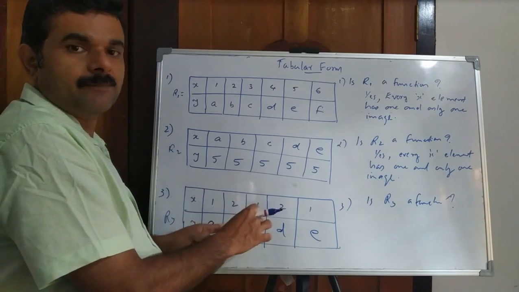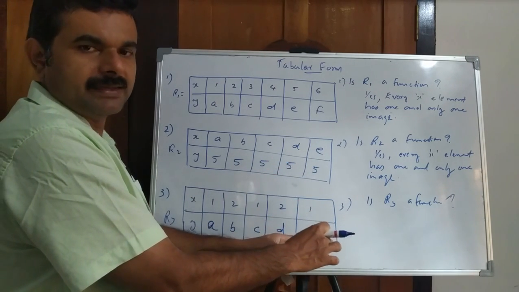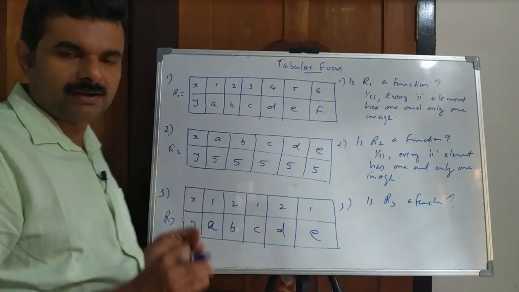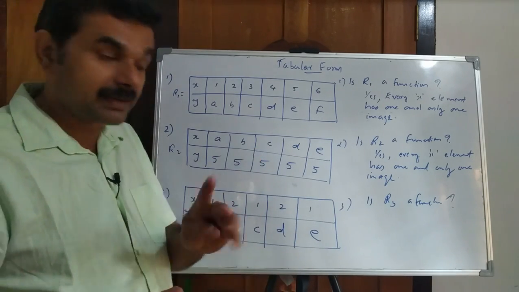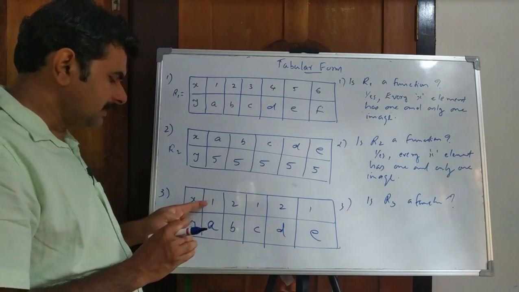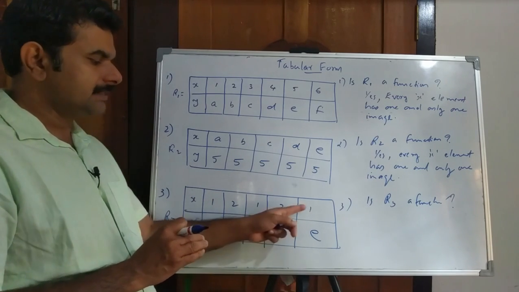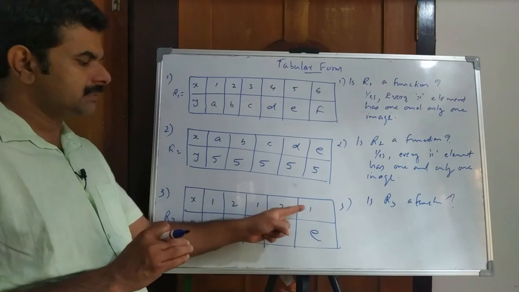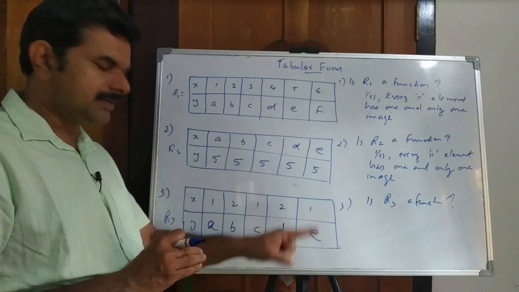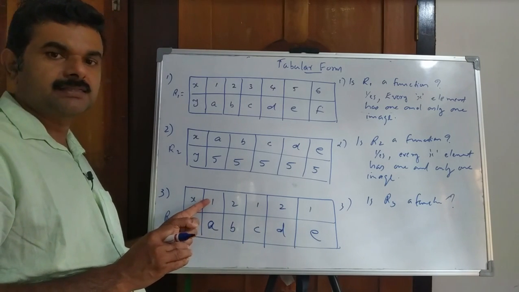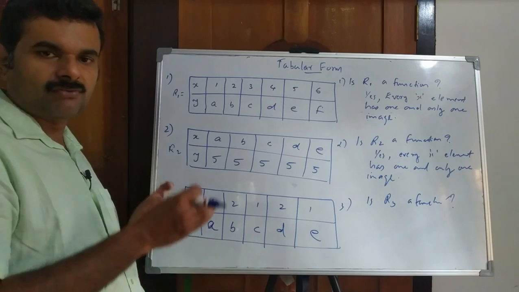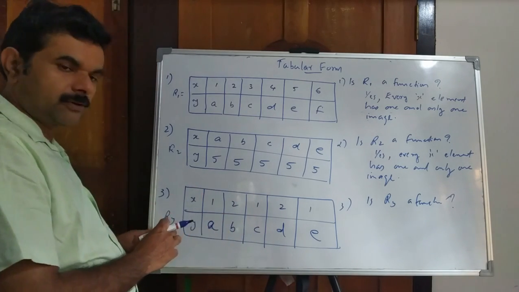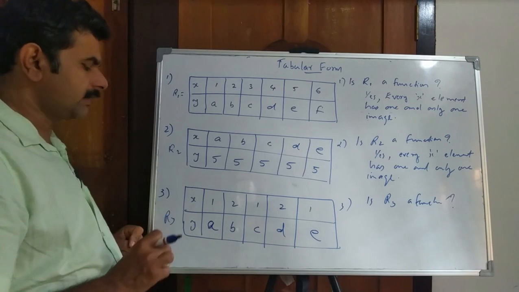Elements of the set are repeated and hence one can be eliminated. One repeated element can be eliminated. But here, there is no repetition. These are points 1A, it is 1E. Image of 1 is A here, image of 1 is E here, which means what? The element 1 has more than one image. So, the one and only one image property is not satisfied. Therefore, R3 is not a function.